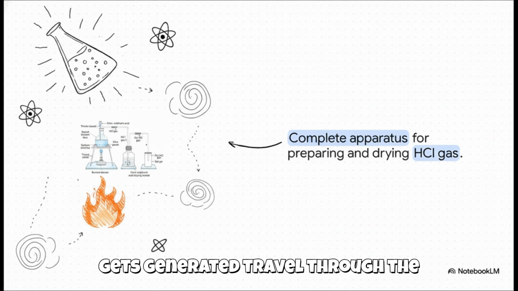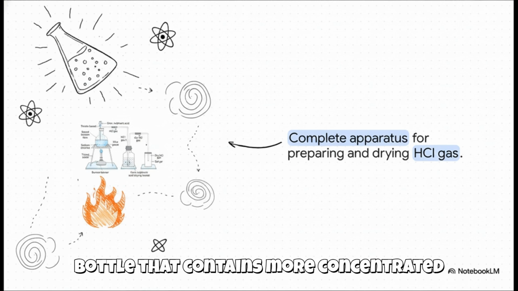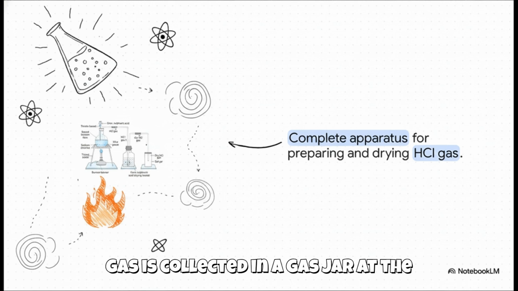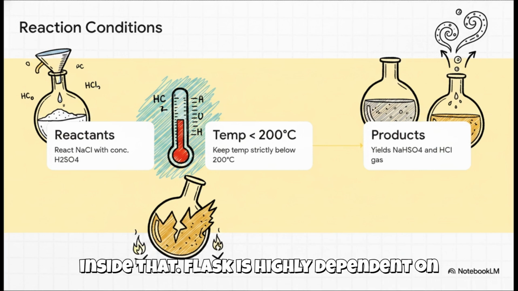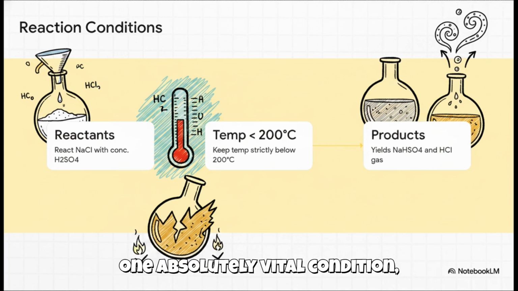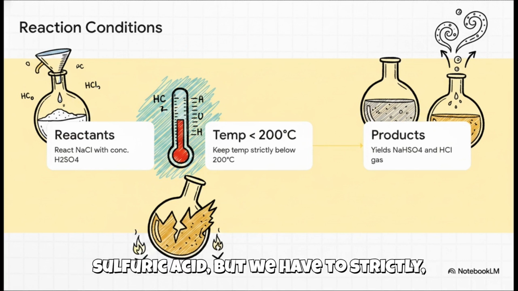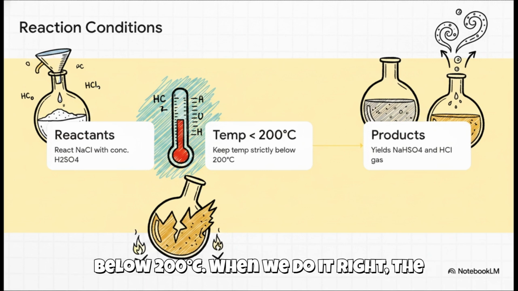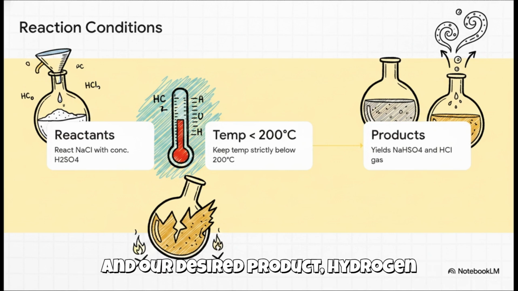The gas that gets generated travels through the delivery tube, goes right into a drying bottle that contains more concentrated sulphuric acid, and finally, the nice dry gas is collected in a gas jar at the very end. But the chemistry happening inside that flask is highly dependent on one absolutely vital condition: temperature. We react the solid sodium chloride with the liquid concentrated sulfuric acid, but we have to strictly, and I mean strictly, keep the temperature below 200 degrees Celsius. When we do it right, the reaction yields aqueous sodium bisulfate and our desired product, hydrogen chloride gas.